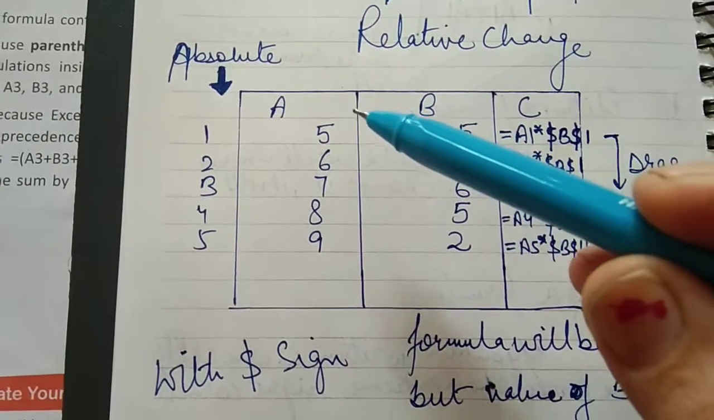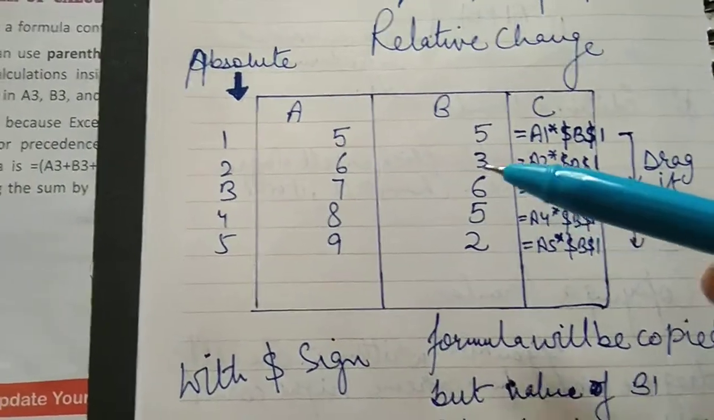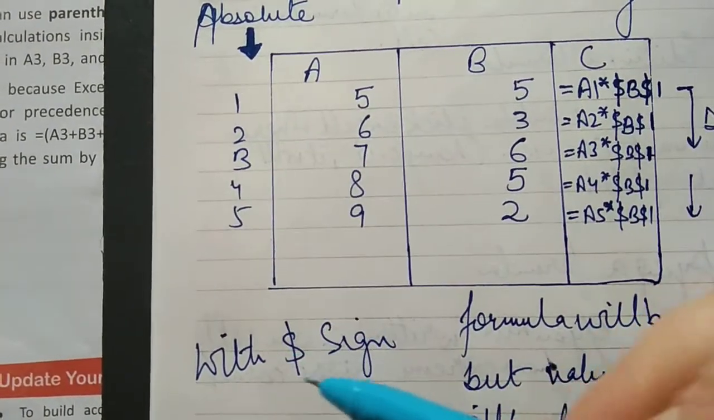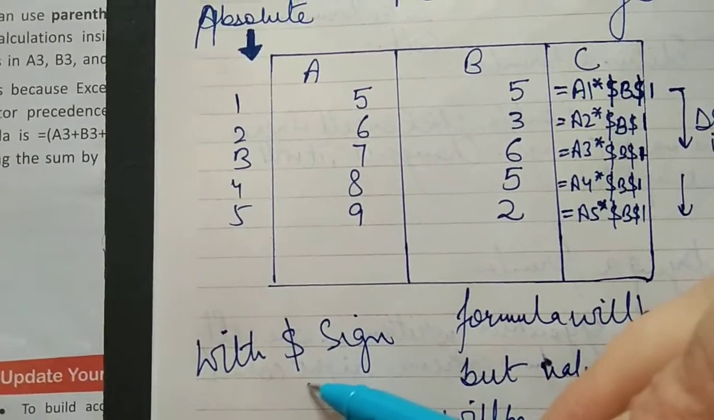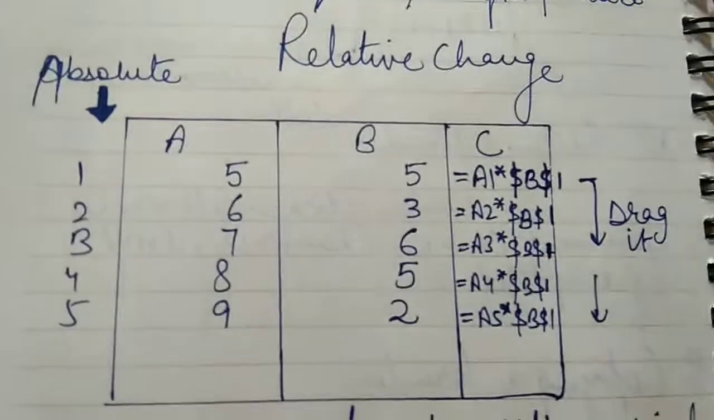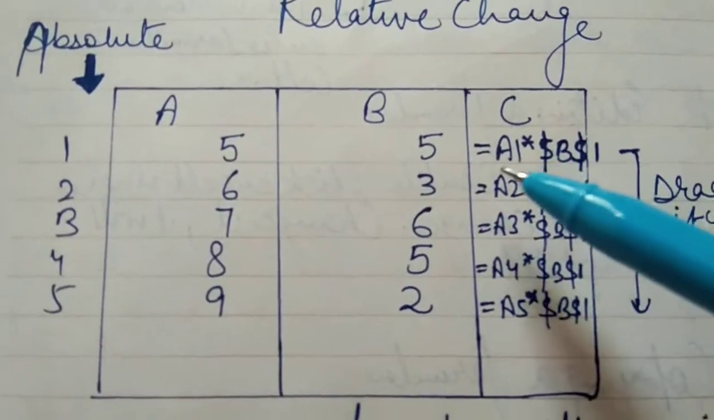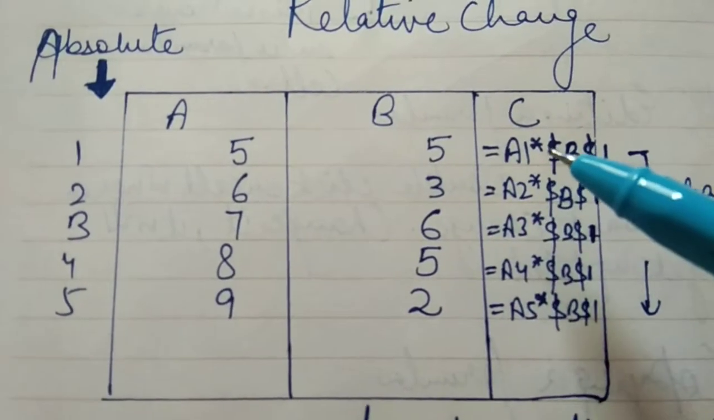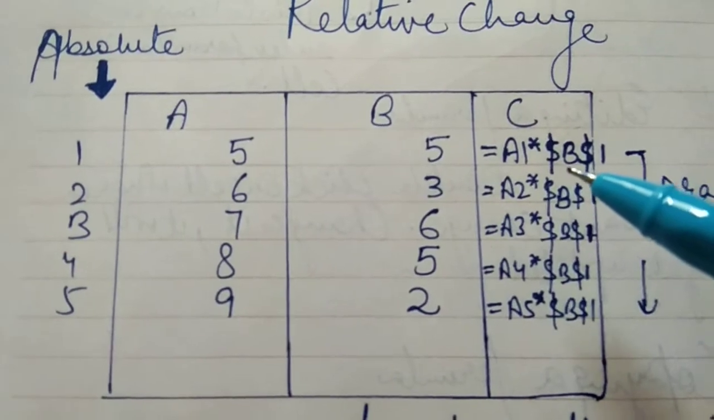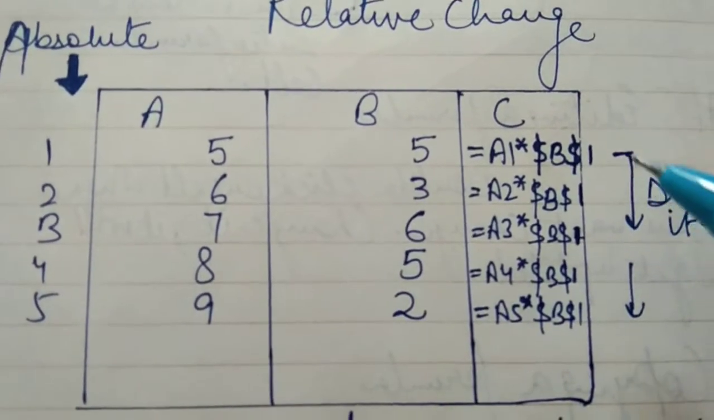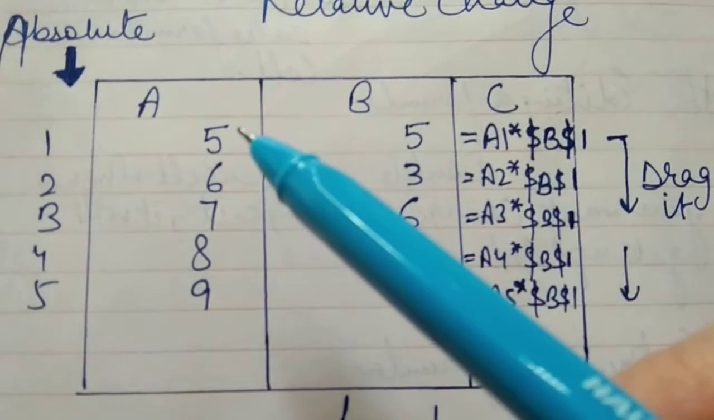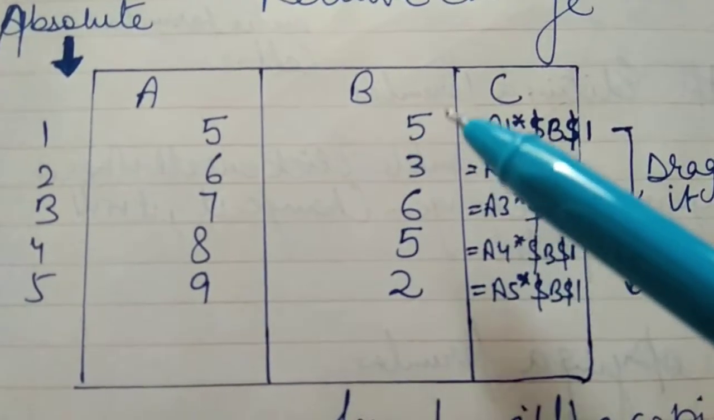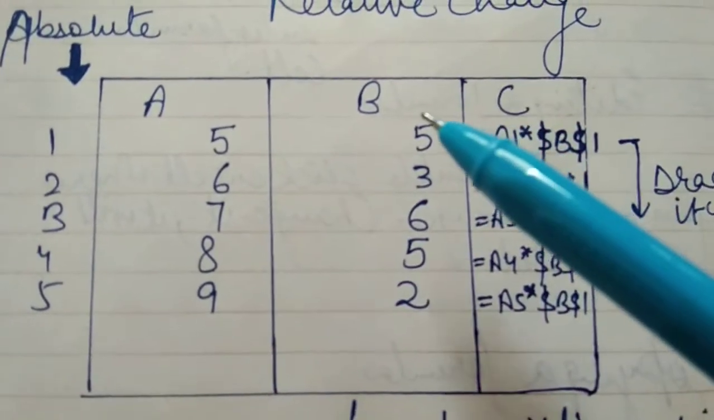Absolute means fixed. If we want to fix any particular cell value, then with the dollar sign, you need to remember the dollar sign is there, which will fix the value of the cell. Now see how it is going to fix this value. Suppose I have written one formula in one of the cells, A1 into $B$1. What is this formula? If I want these values to be multiplied with only this value, the 5 value. So the 5 value is fixed.